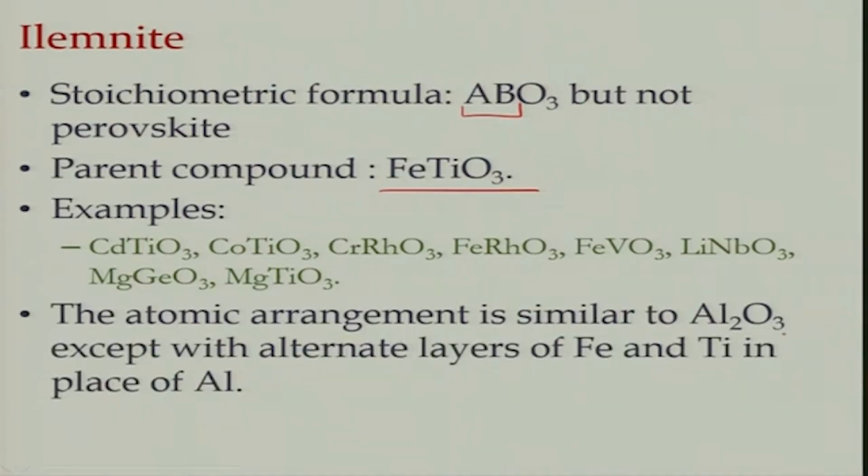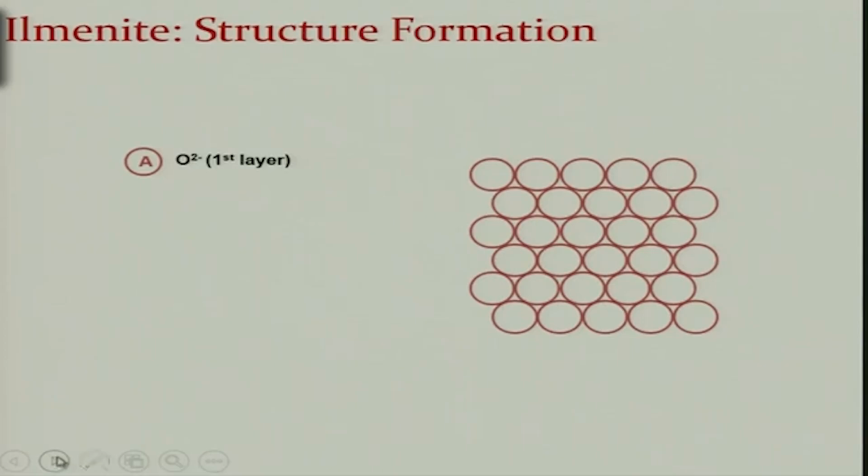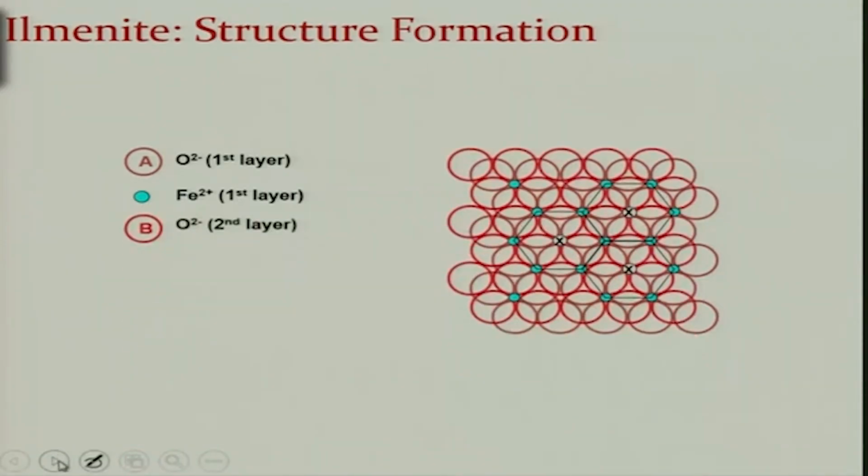The atomic arrangement is similar to Al2O3, but the difference is that instead of aluminum being in every layer, you have alternate layers of iron and titanium. In one layer you will have iron, in the second layer titanium, then iron, then titanium, and you keep continuing like that. The coordination numbers remain the same; both iron and titanium remain octahedrally coordinated. The way this structure goes is you have the first layer of oxygen, the second layer of iron, in the same fashion as aluminum, and again you put in the second layer of oxygen.